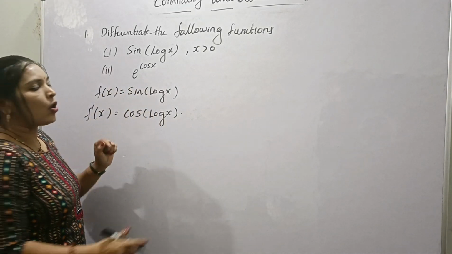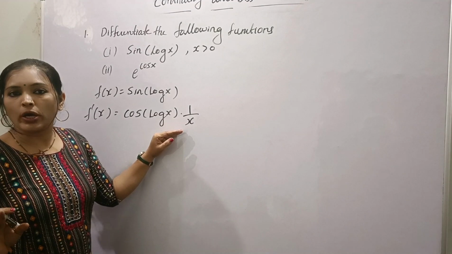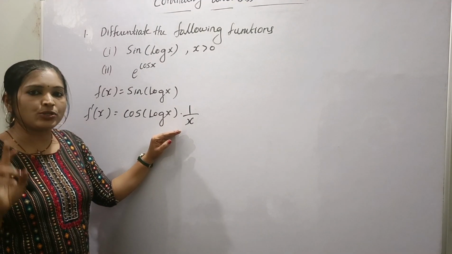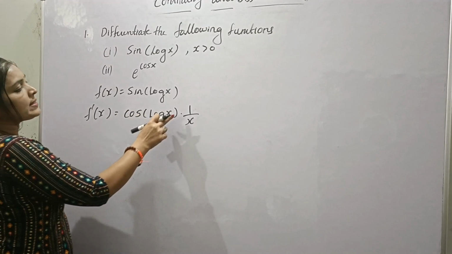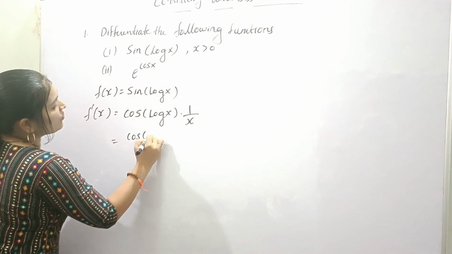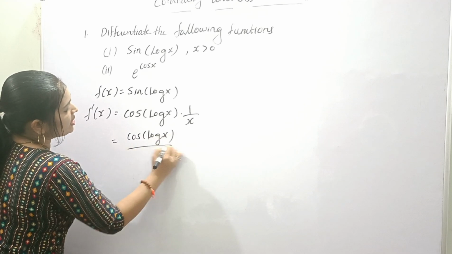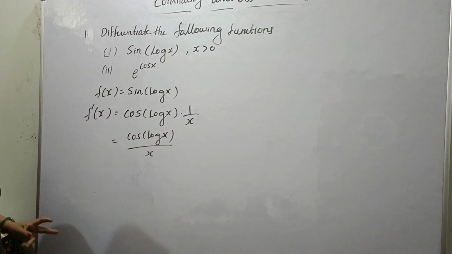into the derivative of log x, which is nothing but 1 by x. The derivative of log x is 1 by x. The derivative of e raised to x is e raised to x. So cos log x into 1 by x. That is, cos of log x divided by x is the derivative of sin log x.